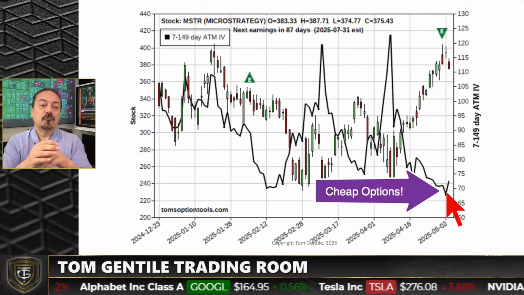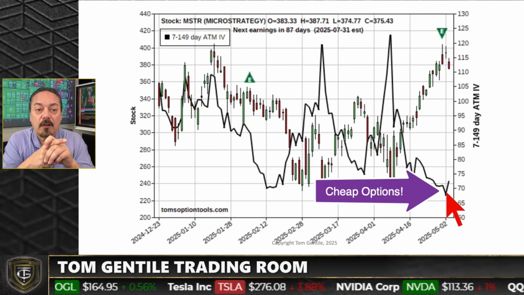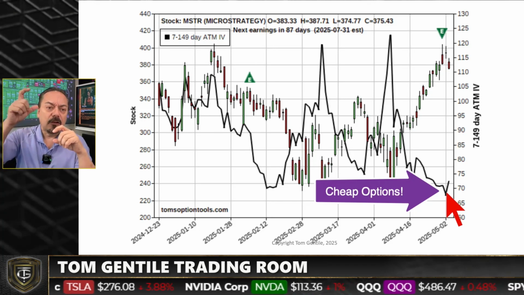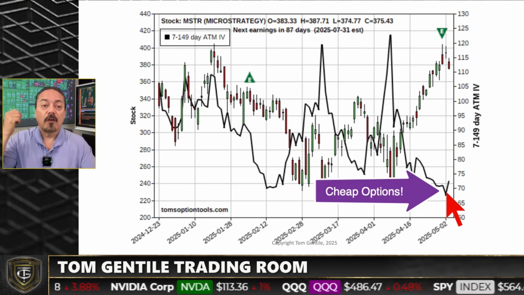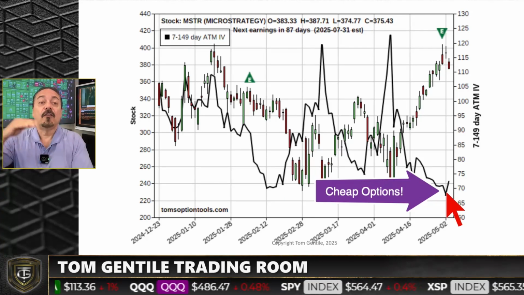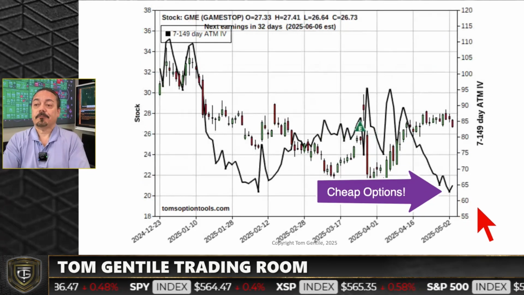Now, I don't look at cheap in terms of dollar premium. We might look at the call options on MicroStrategy and say, Tom, these are still expensive. But what you could do is go out of the money a bit and look at different bullish strategies. Besides buying calls, you could buy call spreads, you could do butterflies, anything that's volatility friendly for you in a cheap option environment.